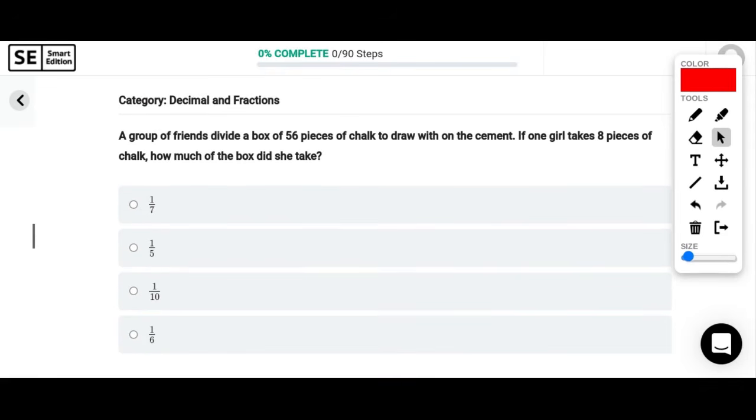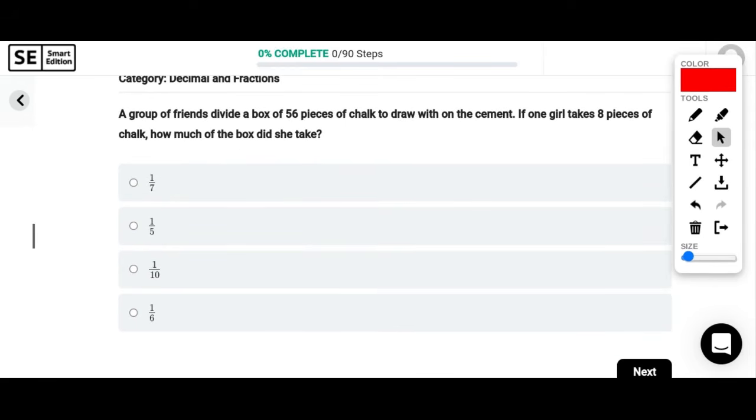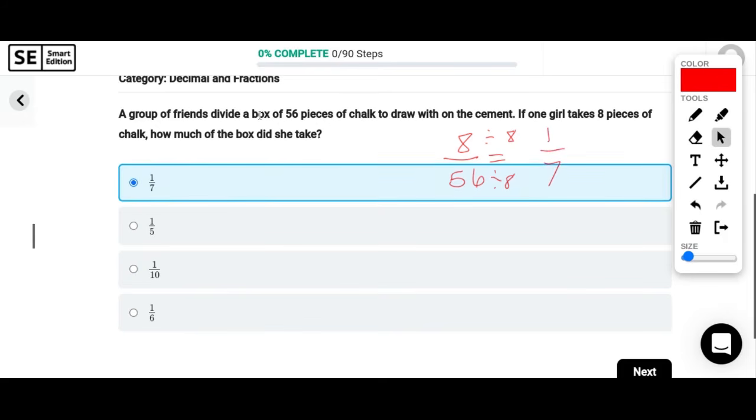All right. A group of friends divide a box of 56 pieces of chalk to draw with on the cement. If one girl takes 8 pieces of chalk, how much of the box did she take? So there is 56 in total, and this one girl took 8. So 8 out of the 56 is equal to, all of my answers are in fractions, so I'm going to keep this as a fraction. What is 8 divided by 56? Essentially all I need to do is simplify, and both of these can be divided by 8. 56 divided by 8 is 7. So she took 1/7 of the box.